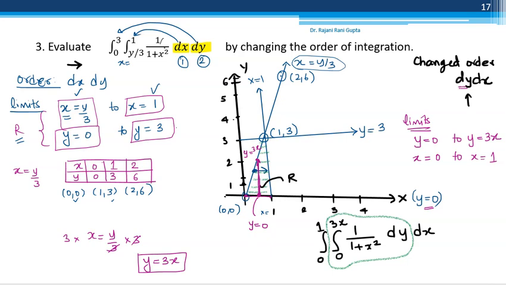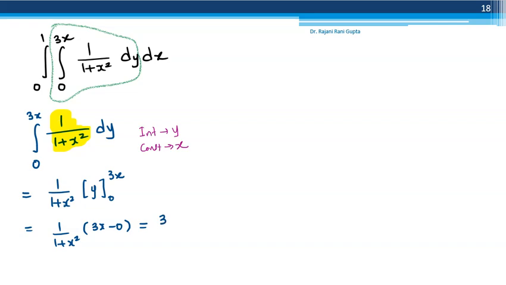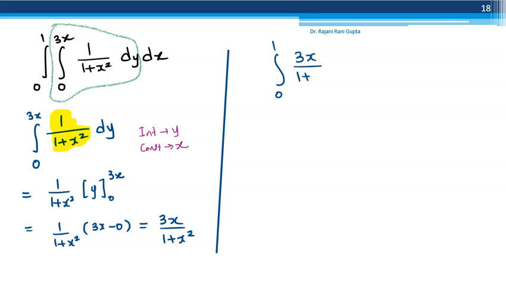Let's see quickly how to solve this. Integrating this, in the entire term there is no y, so it is a constant. What will the integral be? It will be 1 over 1 plus x square, times y from 0 to 3x. So this will be 3x minus 0 over 1 plus x square, or 3x over 1 plus x square. You see here there is no y term. Now, completing this integral, what will you get? Integral 0 to 1, 3x over 1 plus x square dx.